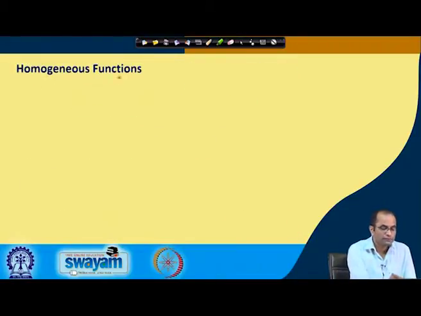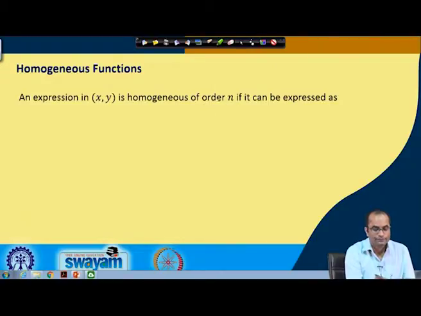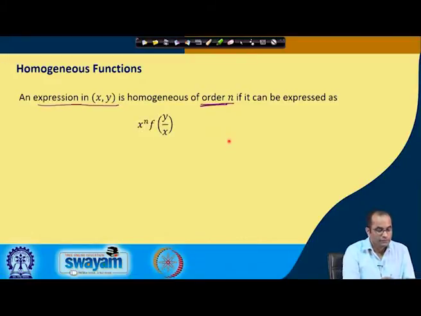So, another part of this lecture is to define the homogeneous functions. So, what are the homogeneous functions we will learn now. An expression in x and y is homogeneous of order n if it can be expressed in this form, x power n and some function of y over x. Then we call such a function a homogeneous function of order n.